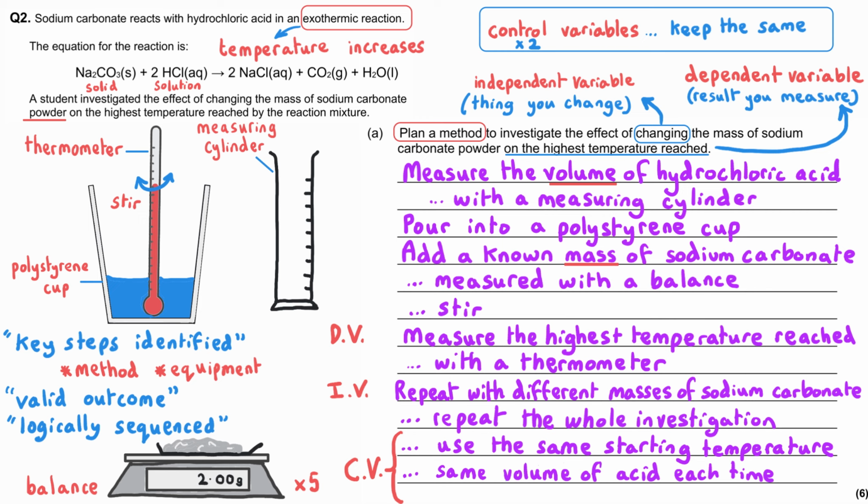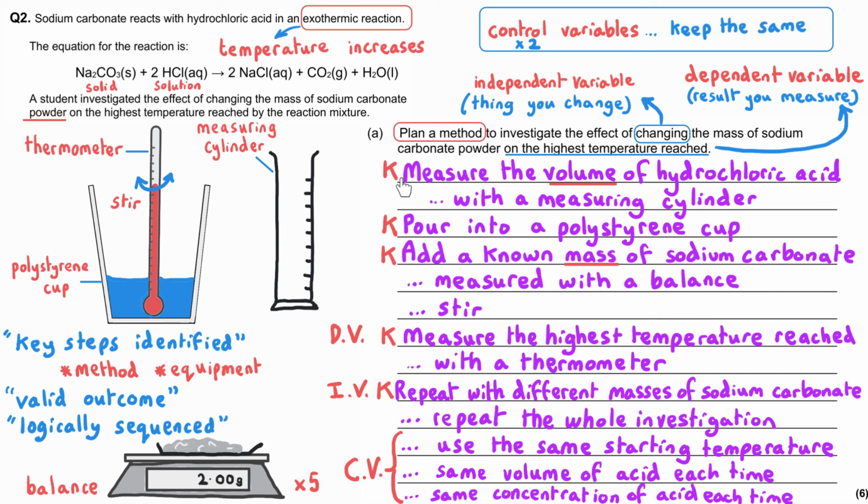Second, we need to make sure we use the same volume of acid each time we do this experiment, because a different volume of acid, a higher volume for instance, would make a different temperature change occur, probably a higher temperature for a higher volume of acid. And then finally, we need to make sure that we use the same concentration of acid each time we repeat the experiment, because a more concentrated solution of acid is likely to give us a higher temperature change. And so this is more than enough to get us our 6 marks.